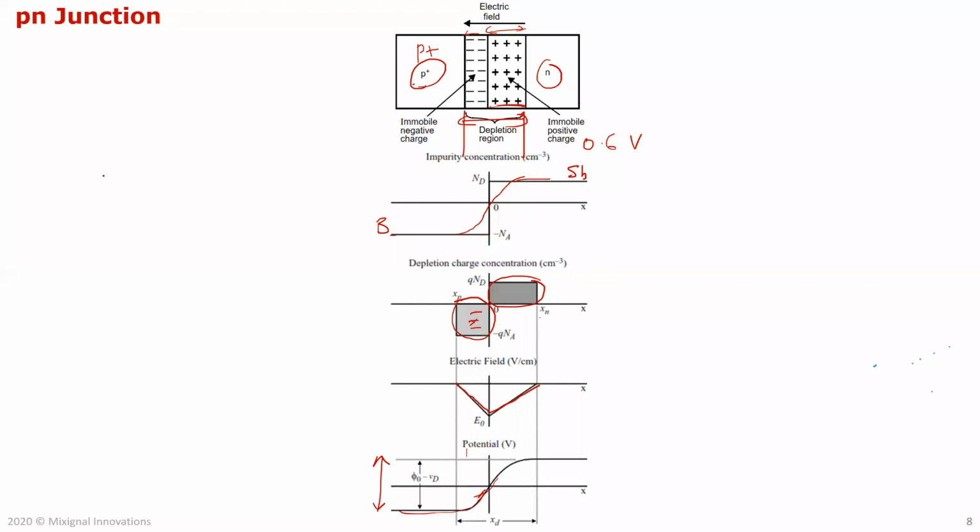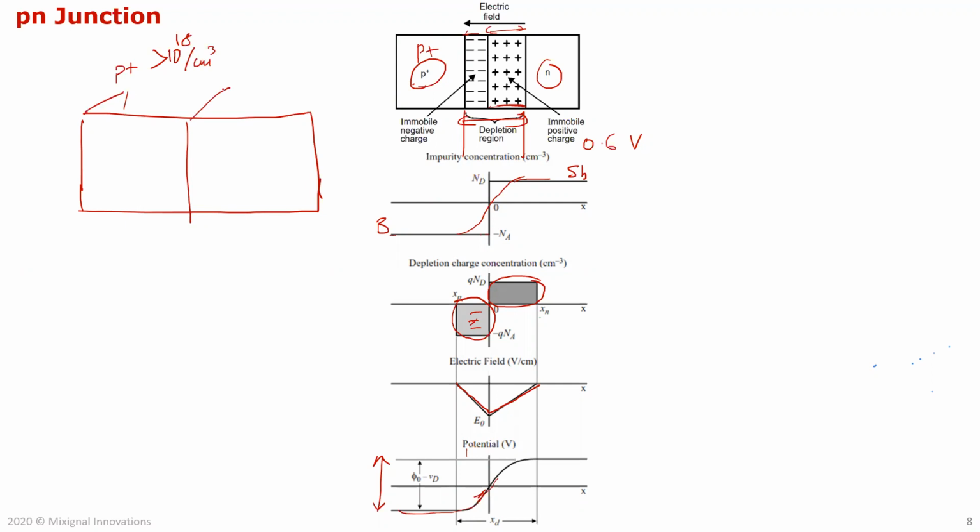Now the question is, why is it more? So if I draw this, because this is P plus, what did we say? This is more than 10 to the power 18 atoms per centimeter cube, right? This is just a cross section, so if you look at the 3D, it kind of looks like that. Per unit volume, there are a lot more carriers than the N here, because this is probably less than 10 to the power 15 per centimeter cube.